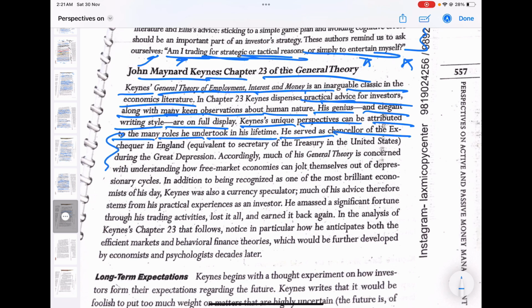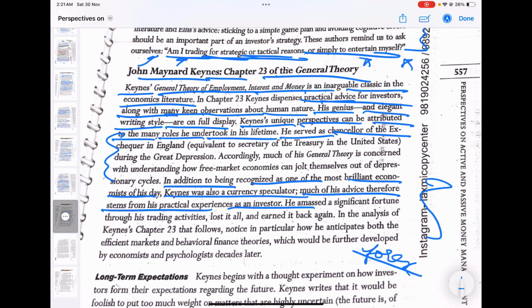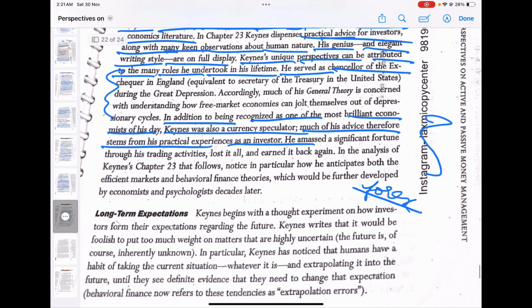He served as a chancellor, and in addition to being recognized as an economist, he was also a currency speculator, which is now known as forex trading. Much of his advice stems from practical experience. So Keynes basically talked about interest, money, and employment. So keep that in mind.